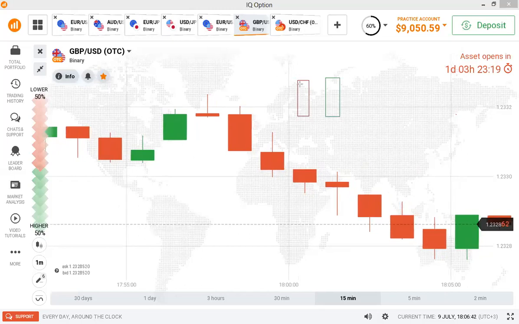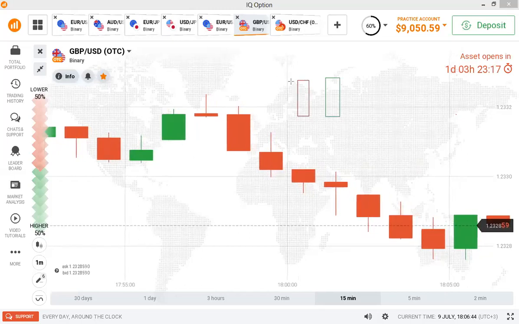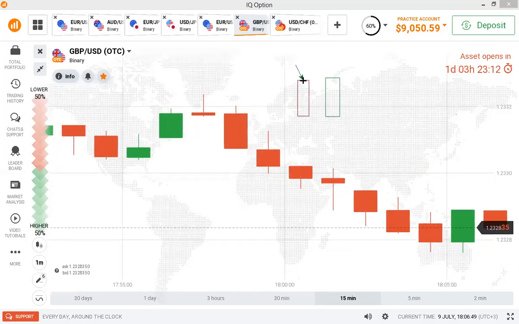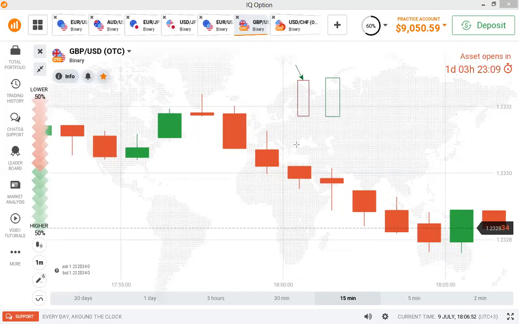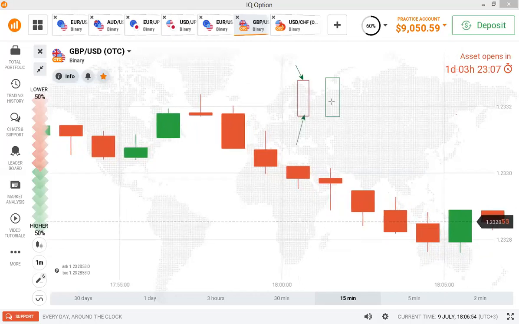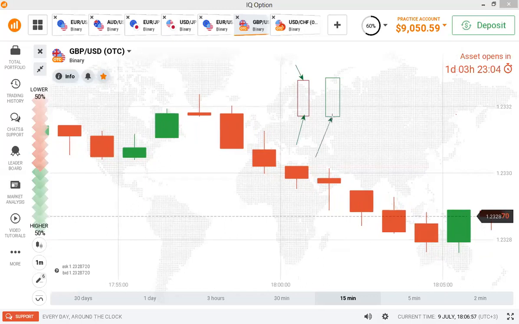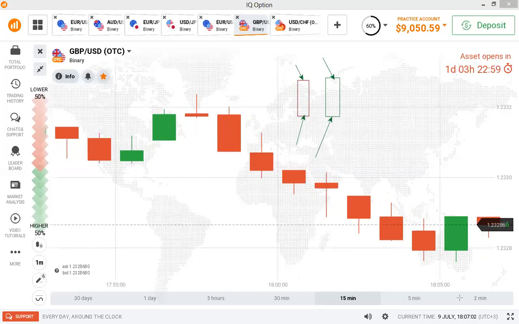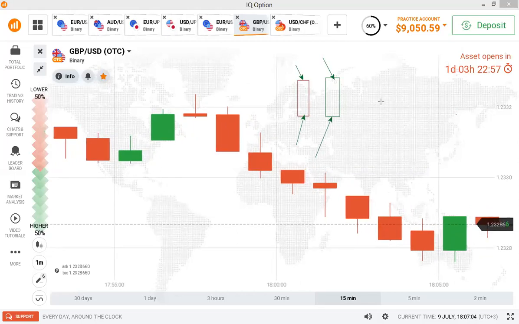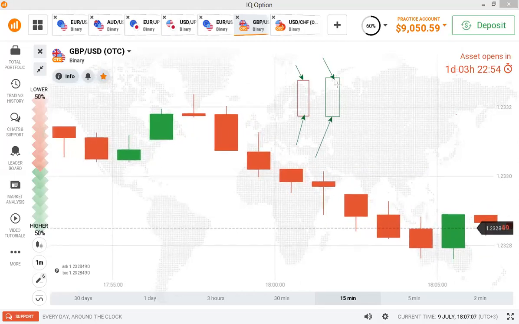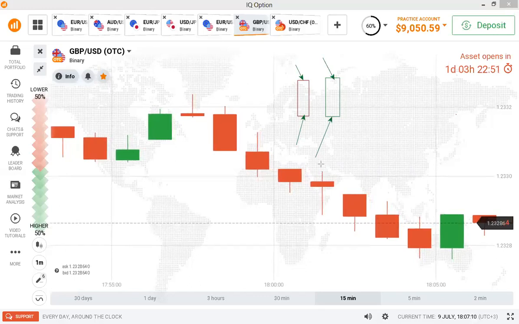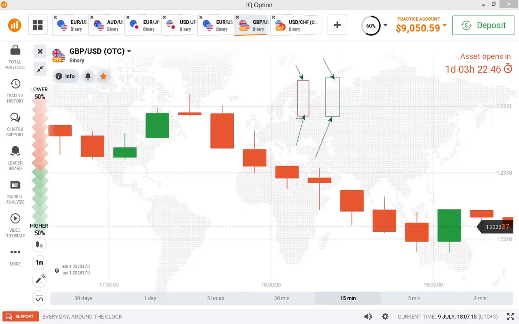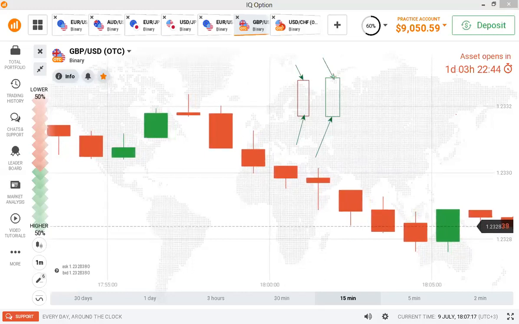So we all know that a bearish candle usually opens at the upper side. The opening price is usually at the upper side, while the closing price is here. Then for the bullish candle, the opening price is lower, while the closing price is higher. So if you can differentiate this, you can predict candlesticks. This is what you need to focus on: the opening price and the closing price.